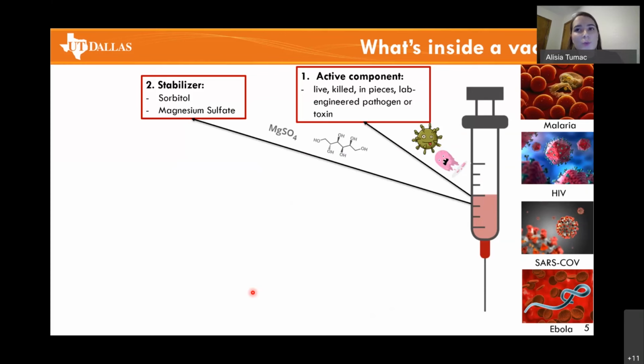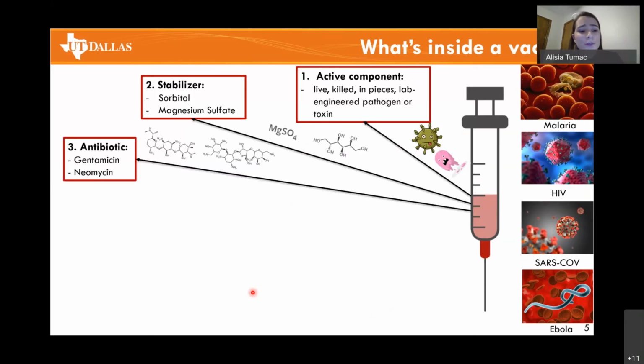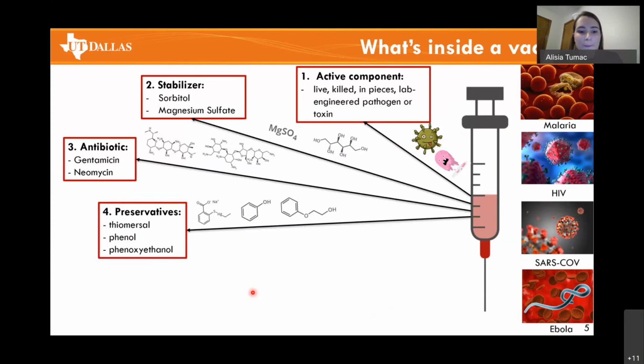And this can range anywhere from a mixture of sorbitol to an inorganic salt such as magnesium sulfate. Then you can find traces of antibiotics, common antibiotics such as gentamicin or neomycin. They are removed supposedly, but you can find them in trace amounts. They are typically used in the manufacturing process to ensure no cross-contamination. Fourth component are preservatives, which are in fact active components, and they are most commonly found in multi-dose vaccines. These actually do ensure no cross-contamination.